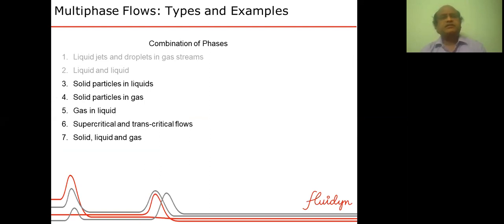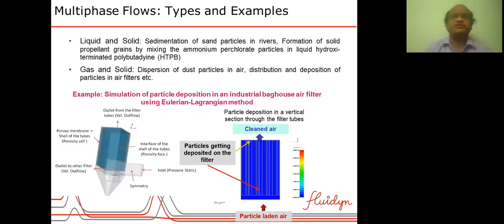Then there are other combinations. For example, solid particles in liquids, that is liquid and solid. For example, sedimentation of sand particles in rivers is an example of solid and liquid flow.